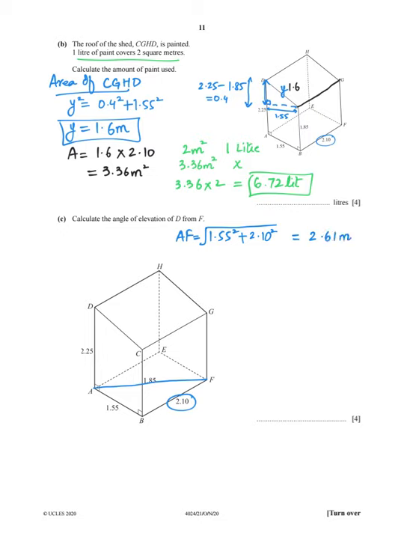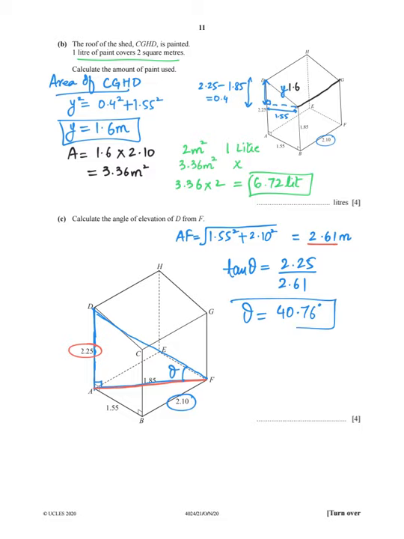Alright. So now we need to find the angle of elevation. If I complete the triangle here, so this is the line AD, and if I connect it to make a triangle, that is my triangle, right? This angle is 90 degrees here. I have the length 2.25 and I have the length of A to F, which is 2.61. So I need to find the angle theta. I can use tan here, so tan theta equals 2.25 divided by 2.61. The angle of elevation, after taking the inverse of tan, will be 40.76 degrees, and that is your answer.